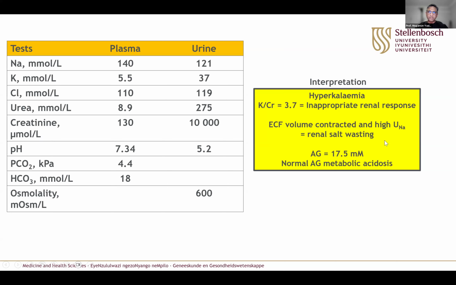Second, we were told in the history that the patient had ECF volume contraction. And what one should always ask is, what is an appropriate renal response to volume contraction? When the patient is hypovolemic, what should the kidneys be doing? And what we can find here is that the urine sodium concentration was very high. It was 121 millimoles per liter.